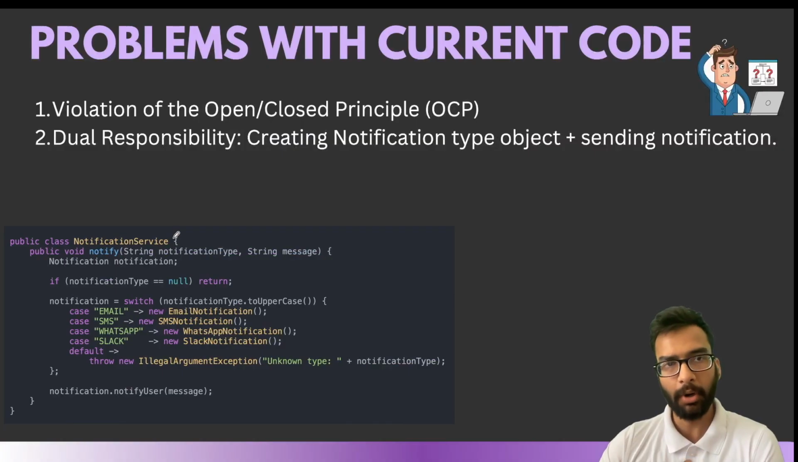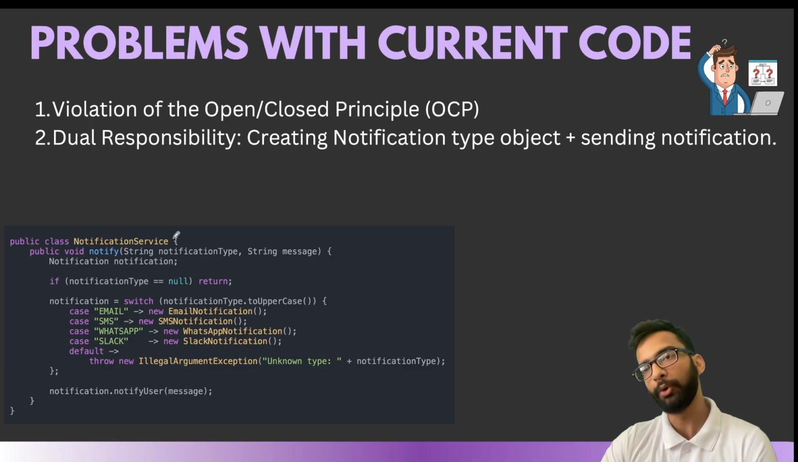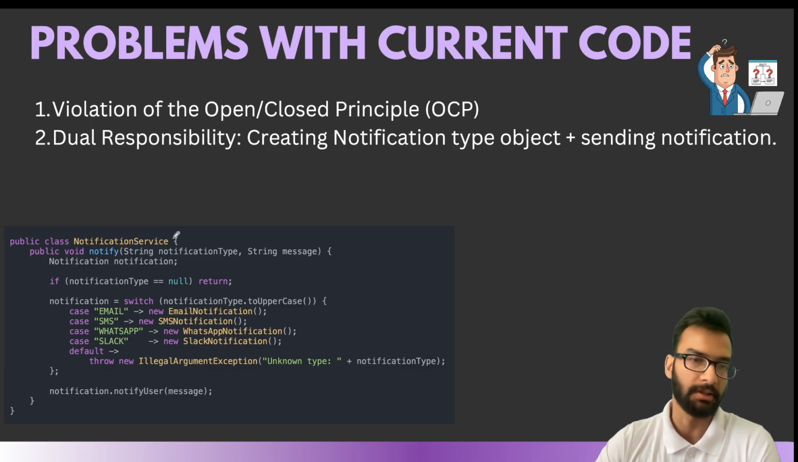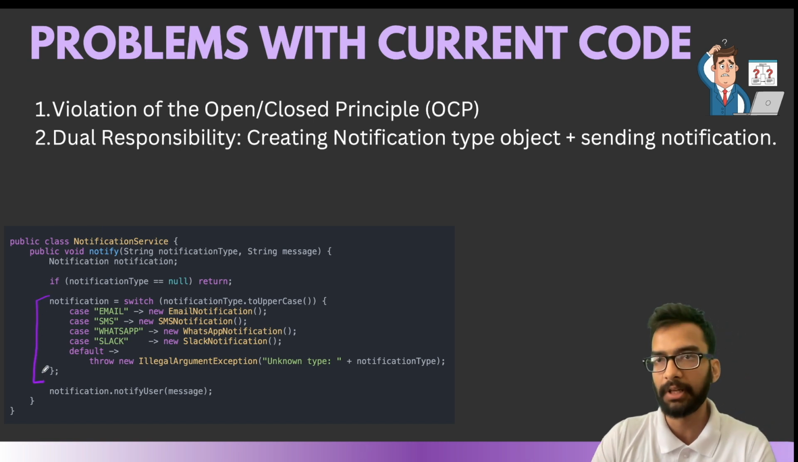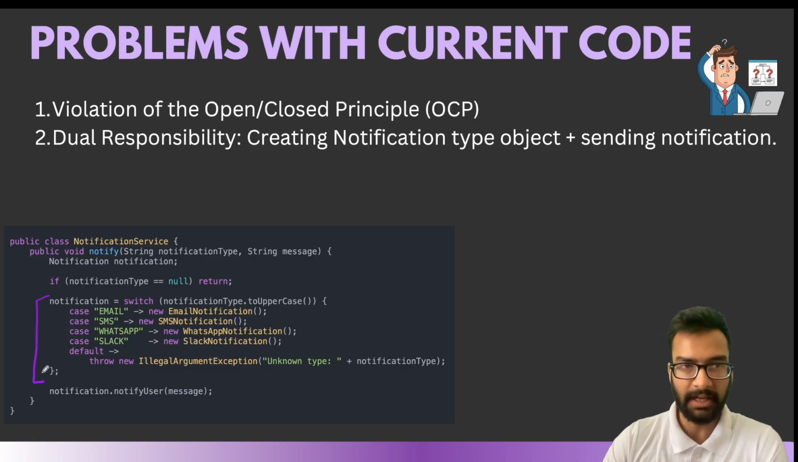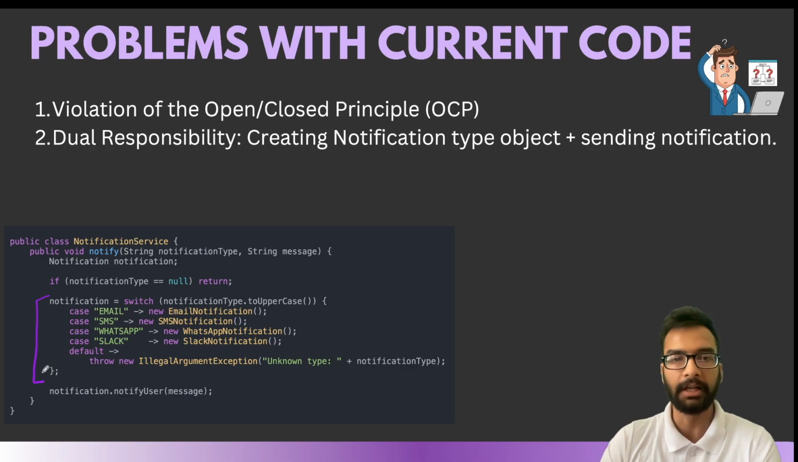Now let's look at the problems which are there in our current code. First is the violation of open close principle. Open close principle says that your class should be closed for modification but open for extension. Closed for modification means I have created this class, but if I have to add new functionality, I have to modify it. This shouldn't be the case, and that's why it violates open close principle. It should be open for extension, like at runtime we can add new functionality, but it should be closed for modification.